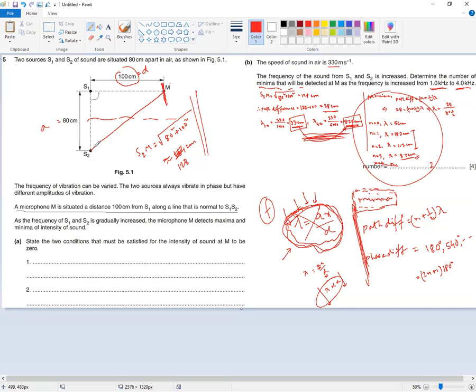No. The hypotenuse is, I have drawn the hypotenuse only to represent the path length from S2 to M.